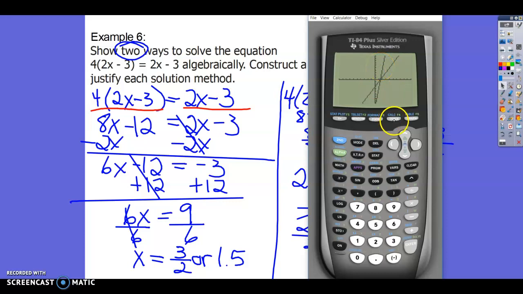And we can do trace. Let's do second trace. And number 5 is intersect. And we can do first curve, second curve, enter. And it tells us again, our x is 1.5. So there's 3 different ways instead of 2 different ways to do that.